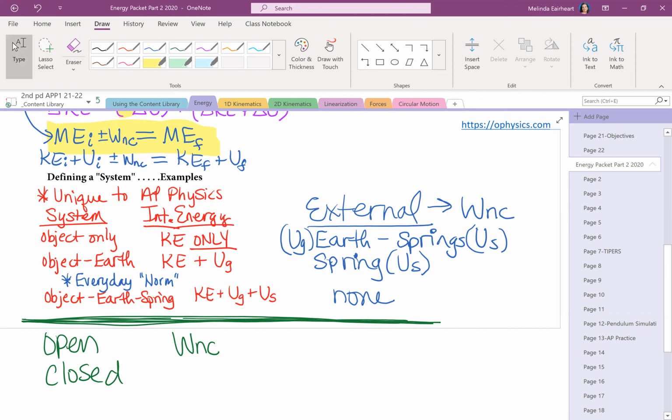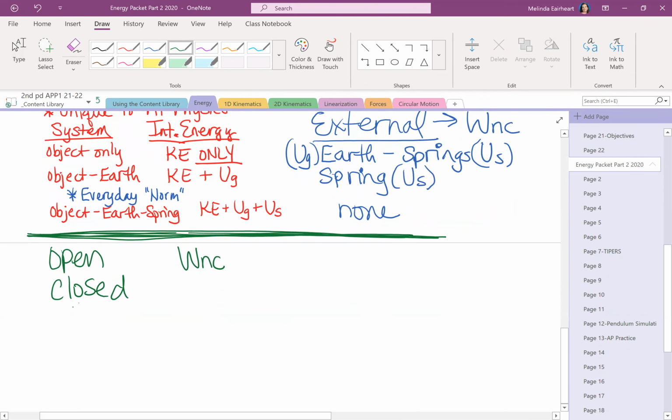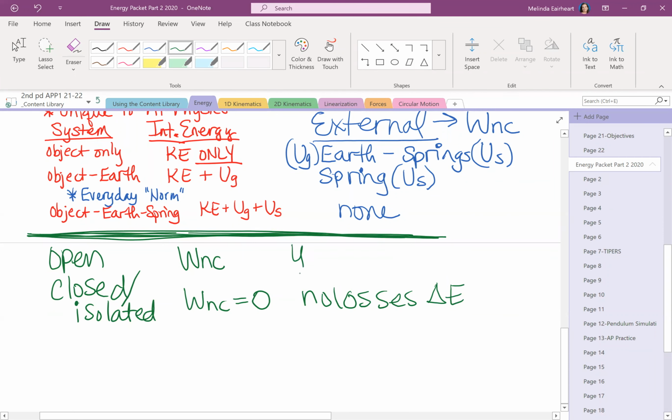Or if it's considered a closed system, AKA isolated, then everything's internal, okay? And so maybe the non-conservative work is equal to zero. That's the nice one, when all of our energy is just in the form of mechanical, there's no frictional losses, that kind of thing. So these are no losses. Let me put it that way. No losses or changes of energy. Up here, yes, losses.